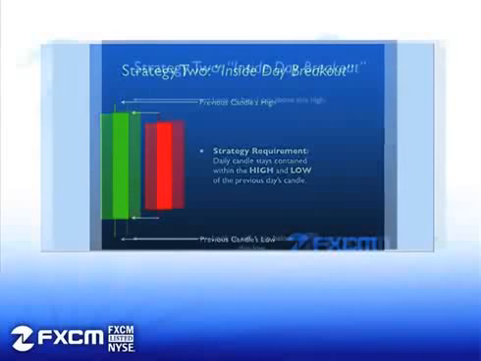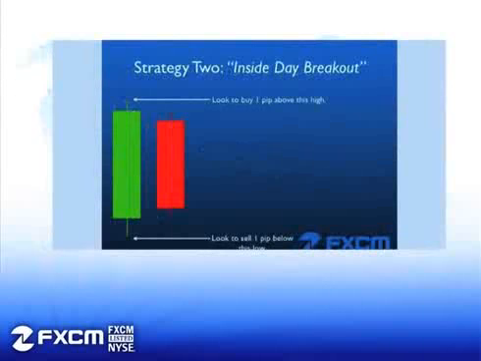So what we're looking for here is when you spot one of these inside day candles. This is a breakout strategy. The idea here is that we would look to buy 1 pip above the previous day's high or sell 1 pip below the previous day's low. So you'd be setting an entry order at the high and at the low.